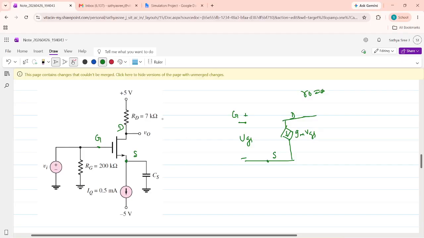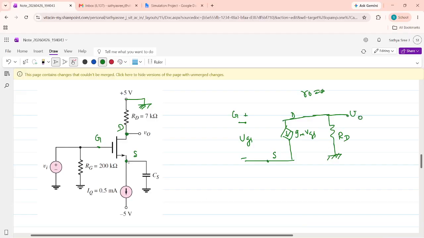Now to the drain side there is a resistance RD. The other end of RD, in the DC model, is 5 volts. In the small signal model that has to be nullified, so it is connected to ground. From the drain there is a resistance RD, and the other end of RD is connected to ground. Here at the drain is the output voltage V0.